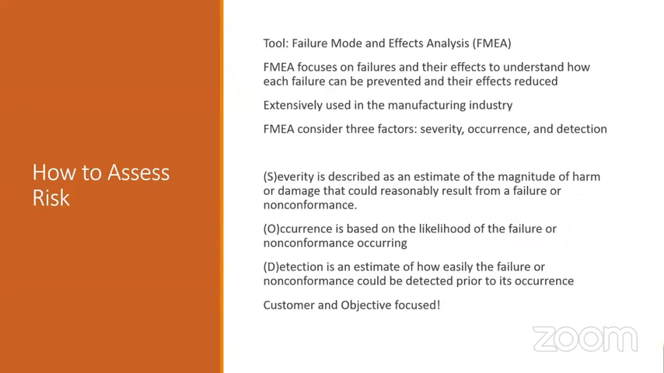So now let's talk about the tool that I am going to be mentioning quite extensively, and that is failure mode and effects analysis. And as the title suggests, it focuses on failures and their effects to understand how each failure can be prevented and their effects reduced. Now, if you recall, in the previous matrix, you had severity and occurrence. Here we're adding a third dimension, which adds a lot of information about how you can mitigate the failure, which in the previous matrix was not a consideration.